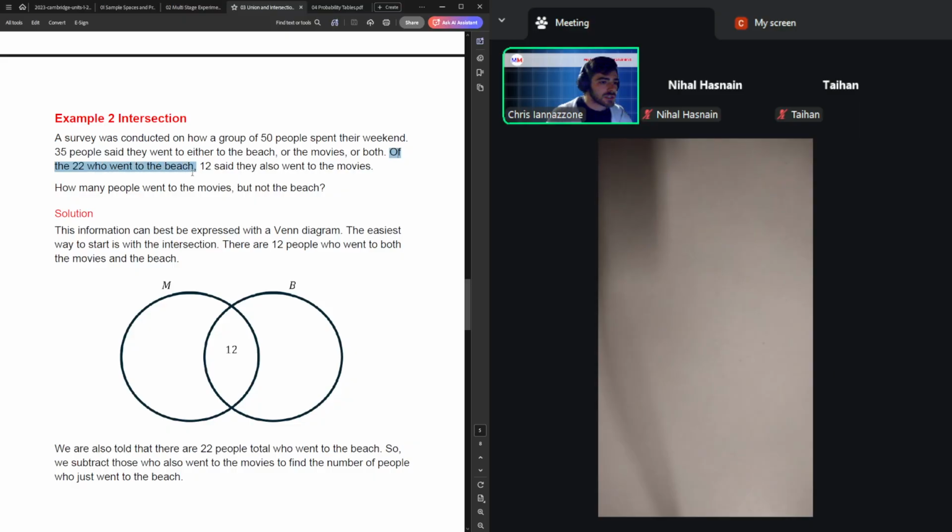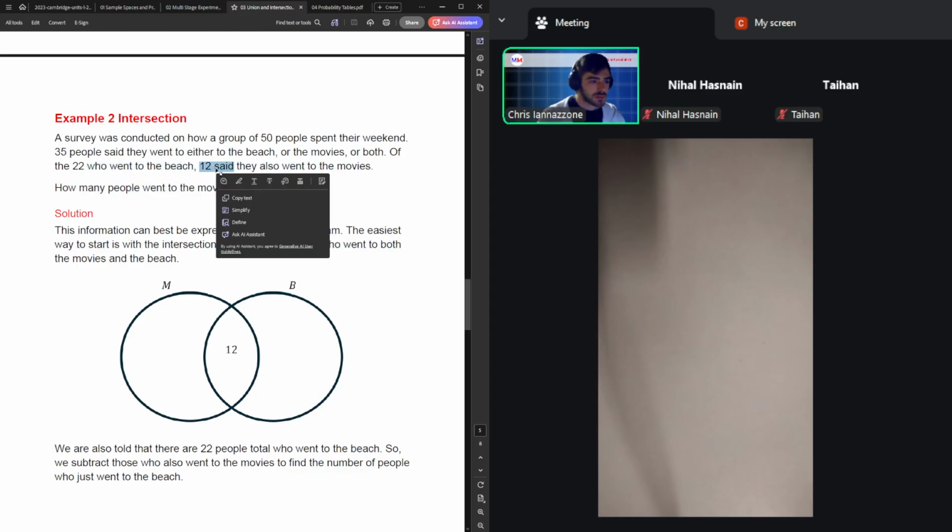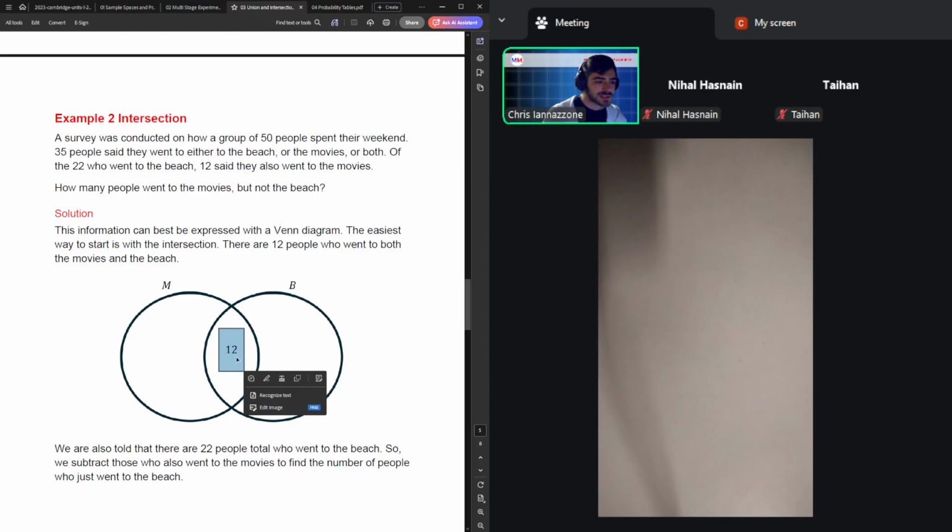Of the 22 who went to the beach, 12 also went to the movies. So because these are all in the same sentence there, it's implying that the 12 is a subset of this 22 that went to the beach. So you need to start watching out for those sorts of things, because that's how you start figuring out what's intersection and what's union, right? Because this is part of the group that also went to the beach, it means they went to the movies and the beach, which is why that 12 is going to be considered the intersection of this scenario here.